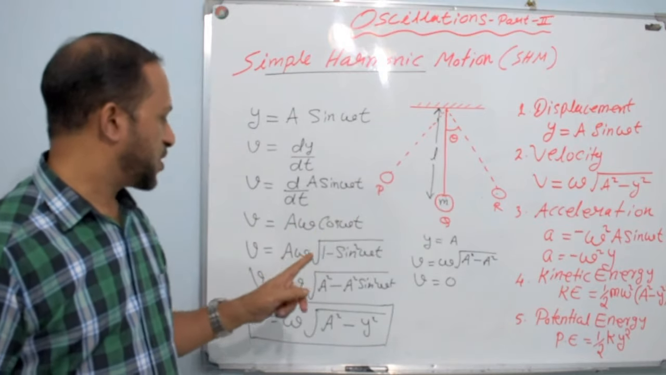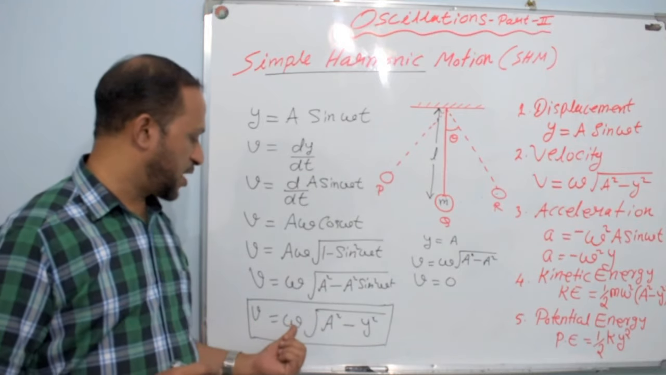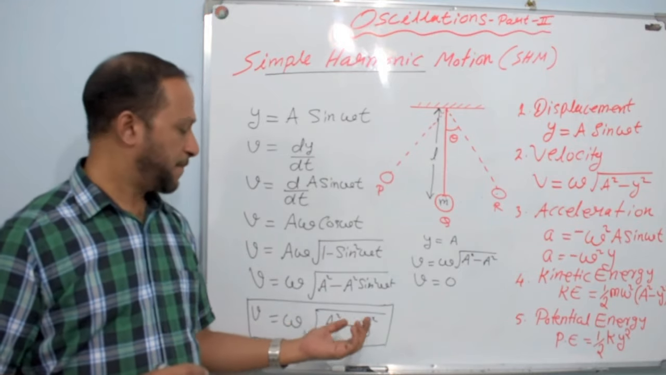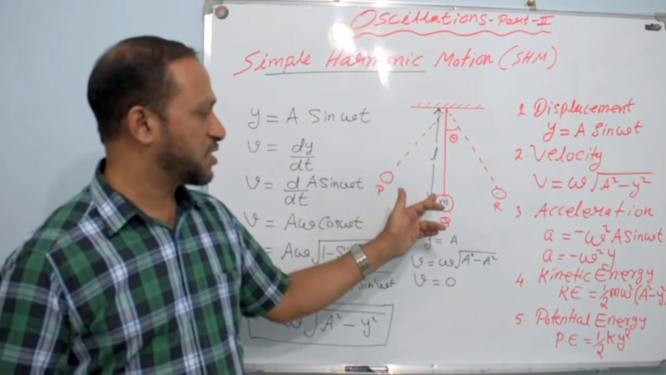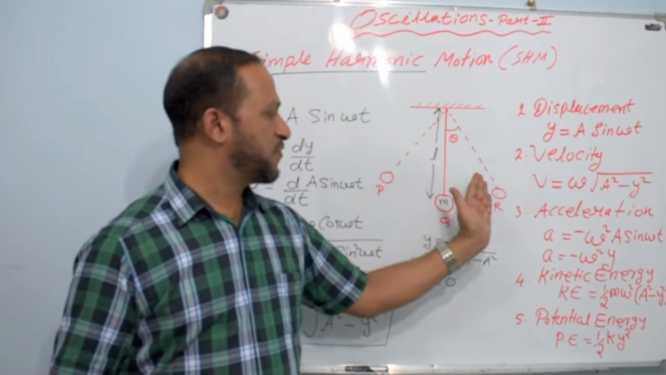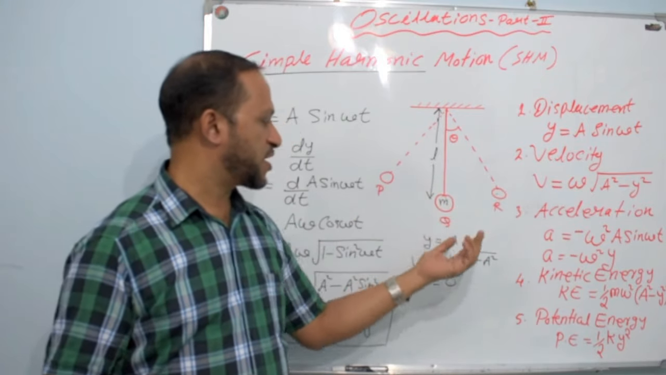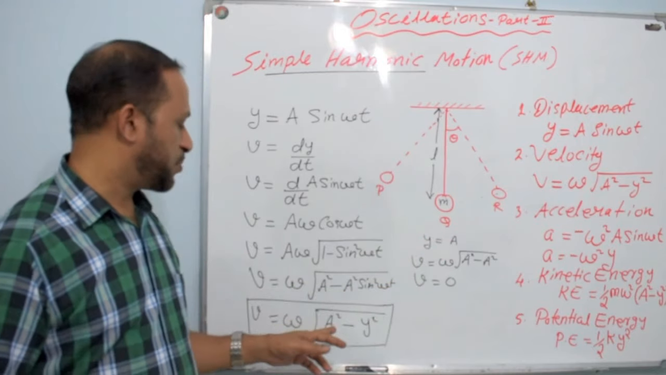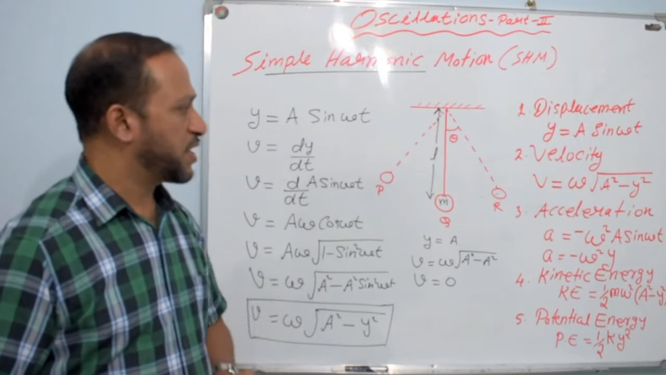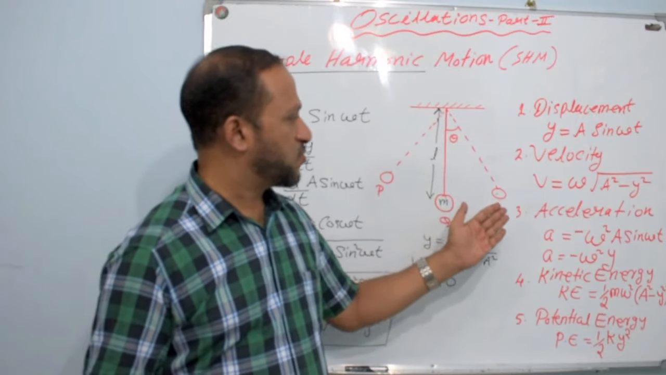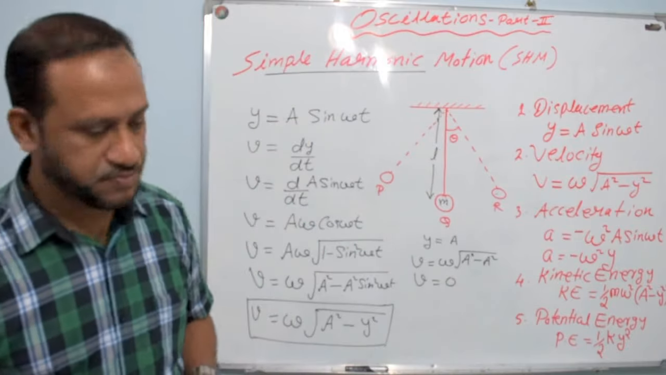Once again, the expression for velocity is v is equal to omega into root of a square minus y square. From that equation, we can find the maximum velocity at the mean position and the minimum velocity, zero, at the extreme position. In between those two positions, we can have any value of velocity by applying the value of y in this equation. Okay. Now we can see the third one, that is the acceleration of the oscillator.